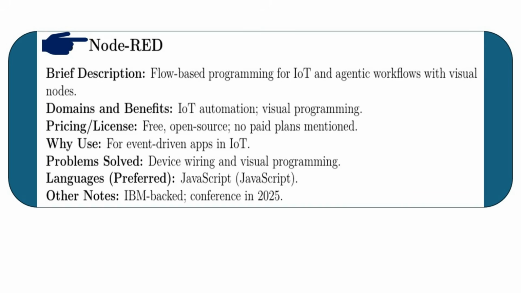Node-RED: workflow programming for IoT and agentic workflows with visual nodes. IoT automation is the domain area, and the benefit is visual programming. Pricing: licensing free, open source, no paid plan mentioned as of yet. Why to use: for event-driven apps in the IoT domain. Problem solved: generally device wiring and visual programming. JavaScript is the preferred language. IBM Backend conference in 2025.